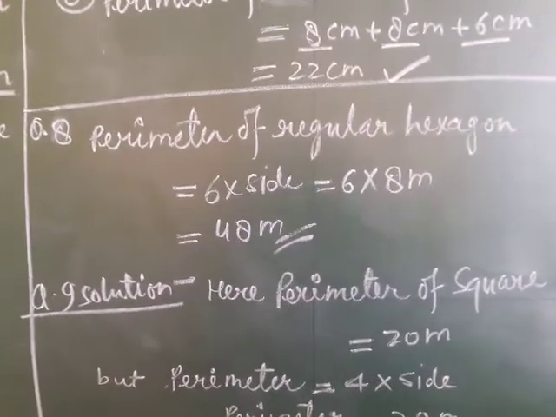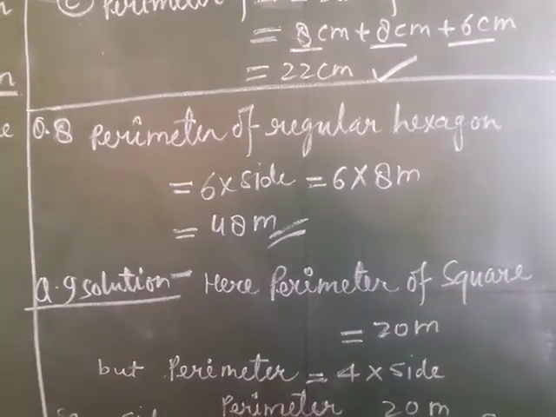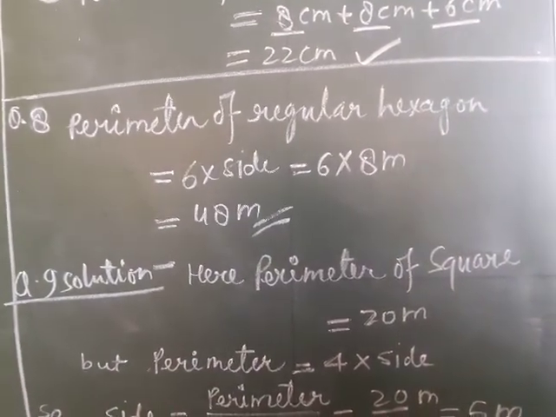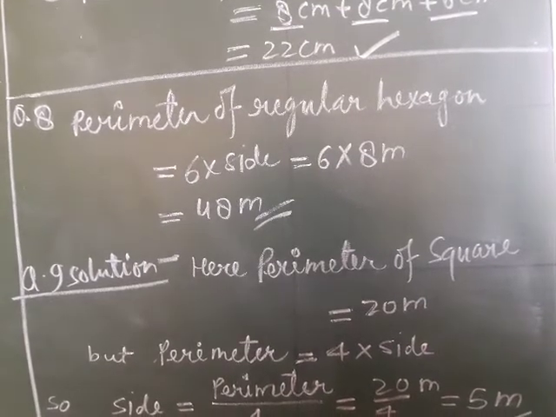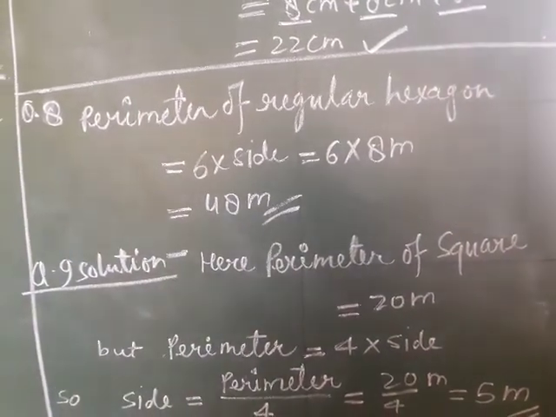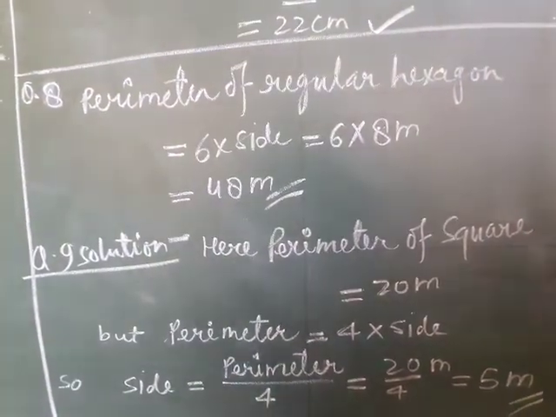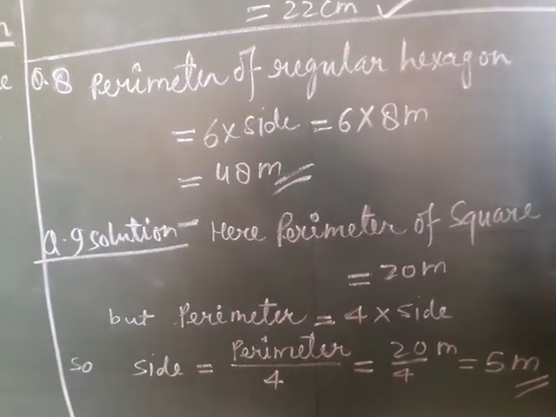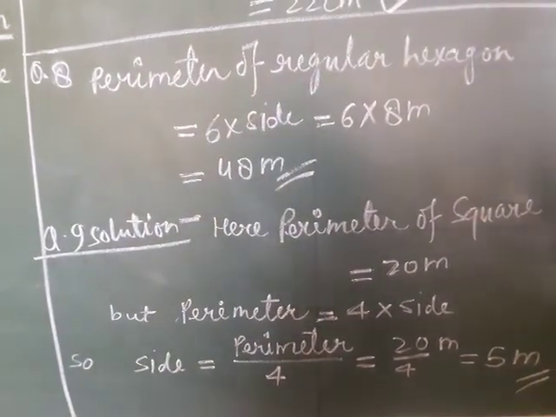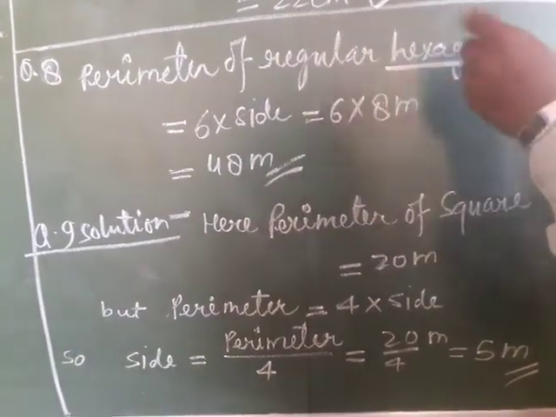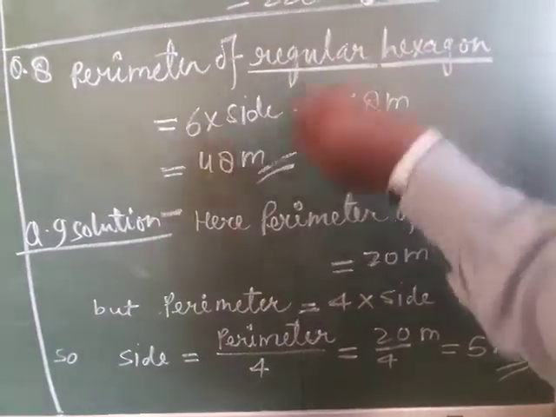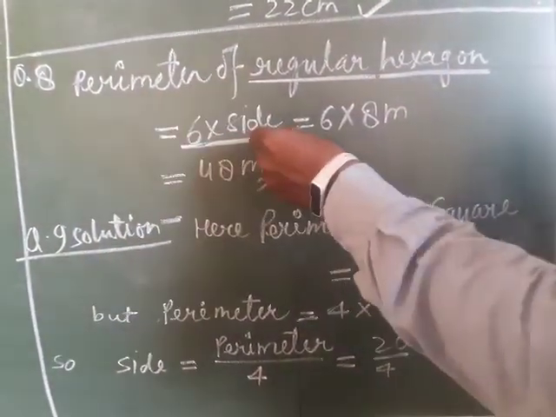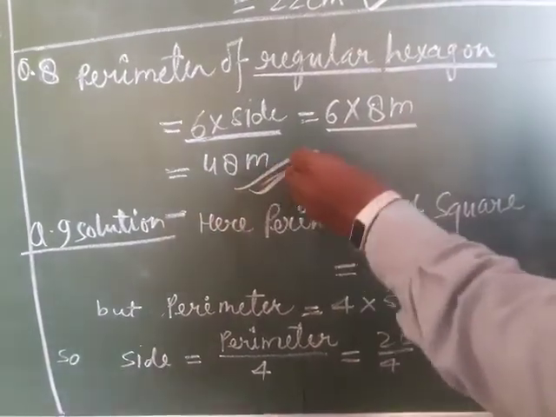Now question 7 is similar to this, so I am skipping it. I am going to question number 8. The question says: find the perimeter of the regular hexagon with each side measuring 8 meter. First of all, I would like to clarify what regular means. Regular means any figure or shape having all sides equal. Hexagon means having 6 sides, so a regular hexagon is a shape having 6 equal sides. So perimeter will be 6 into side. So 6 into 8 meter, the answer will be 48 meter.